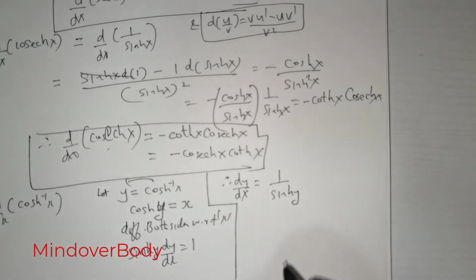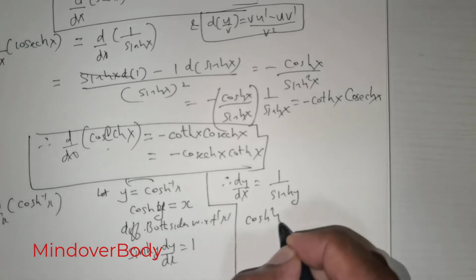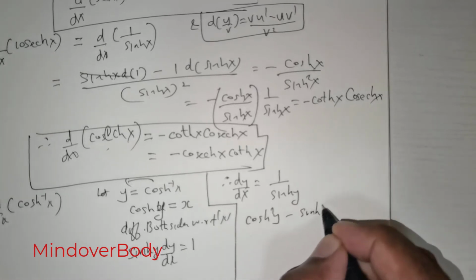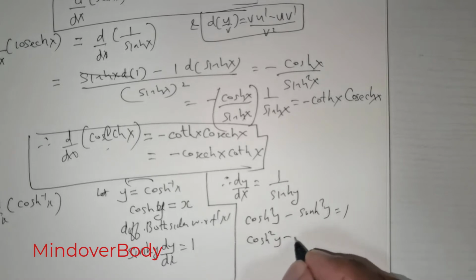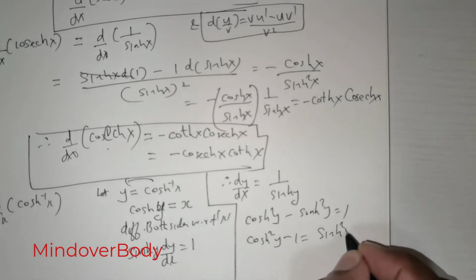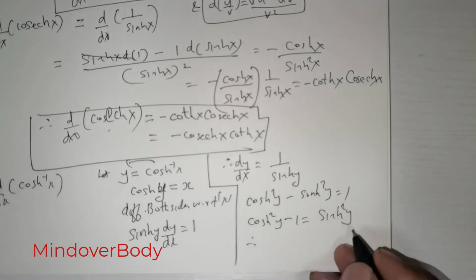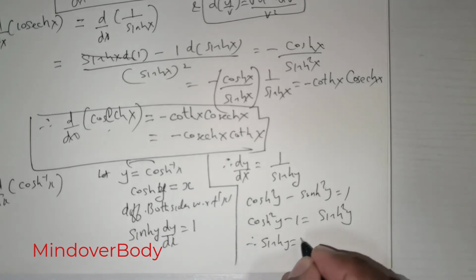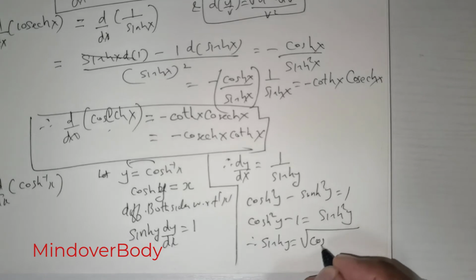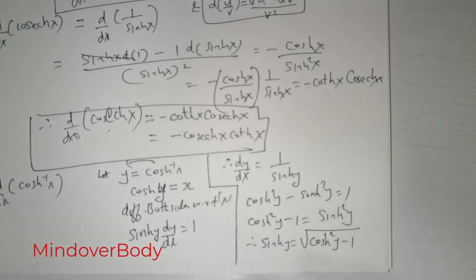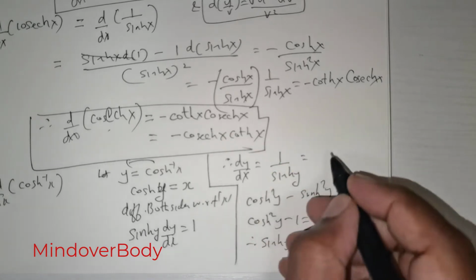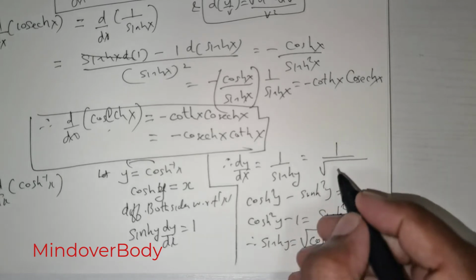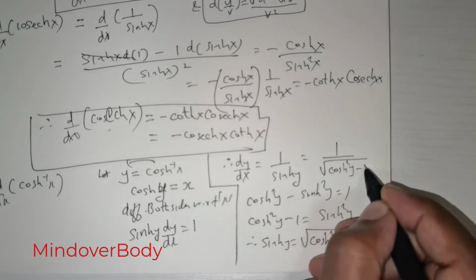Now there is something we need to know. Cos squared y negative sin squared y, I gave you this formula, is equal to 1. Therefore if I were to write sin squared y, I can state that cos squared y negative 1 is equal to sin squared y. So therefore our sin y is going to be root of cos squared y negative 1. I'm going to take this and substitute it here. So this is equal to 1 over square root of cos squared y negative 1.